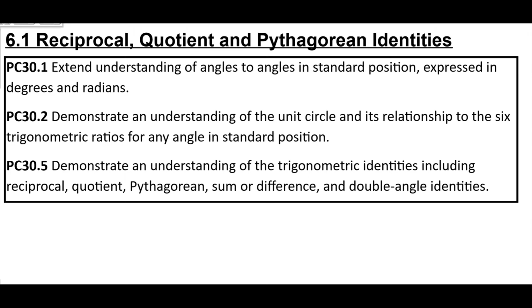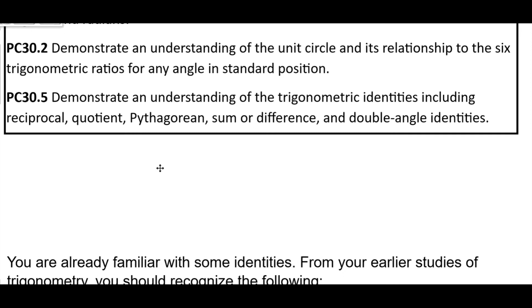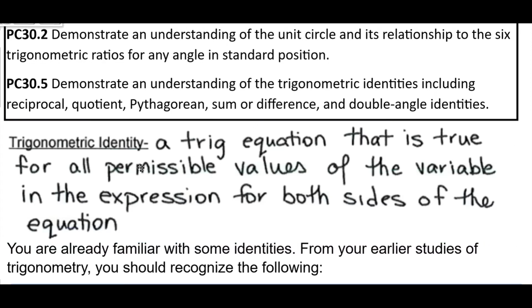6.1 Reciprocal, Quotient, and Pythagorean Identities. So when we talk about identities, the first thing we need to know is what is a trigonometric identity. This is a trig equation that is true for all permissible values of the variable in the expression for both sides of the equation.